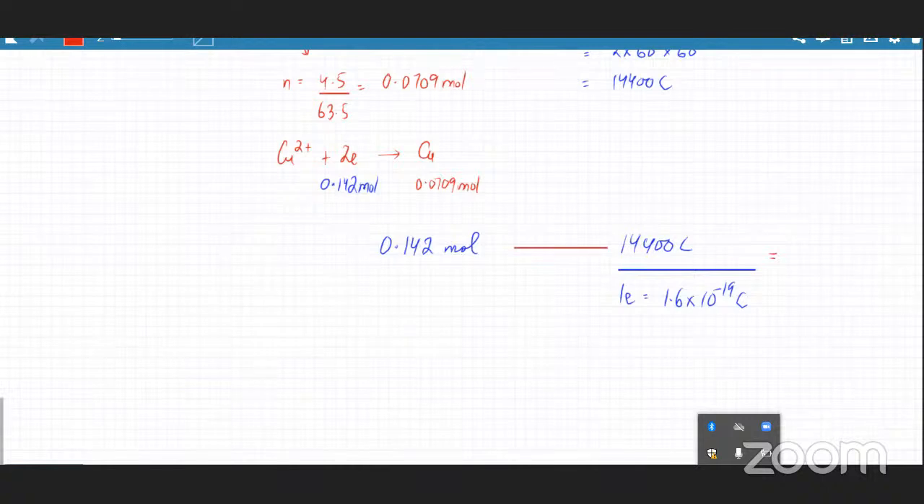Sir, are we getting moles of electrons or the coulomb value? This will give you the number of electrons, not in moles. One electron has a charge of 1.6 times 10 to the power minus 19 coulombs, and the total charge that you have is 14,400 coulombs. So if you divide that, this will give you the number of electrons. Sir, it's 9 times 10 to the power 22.